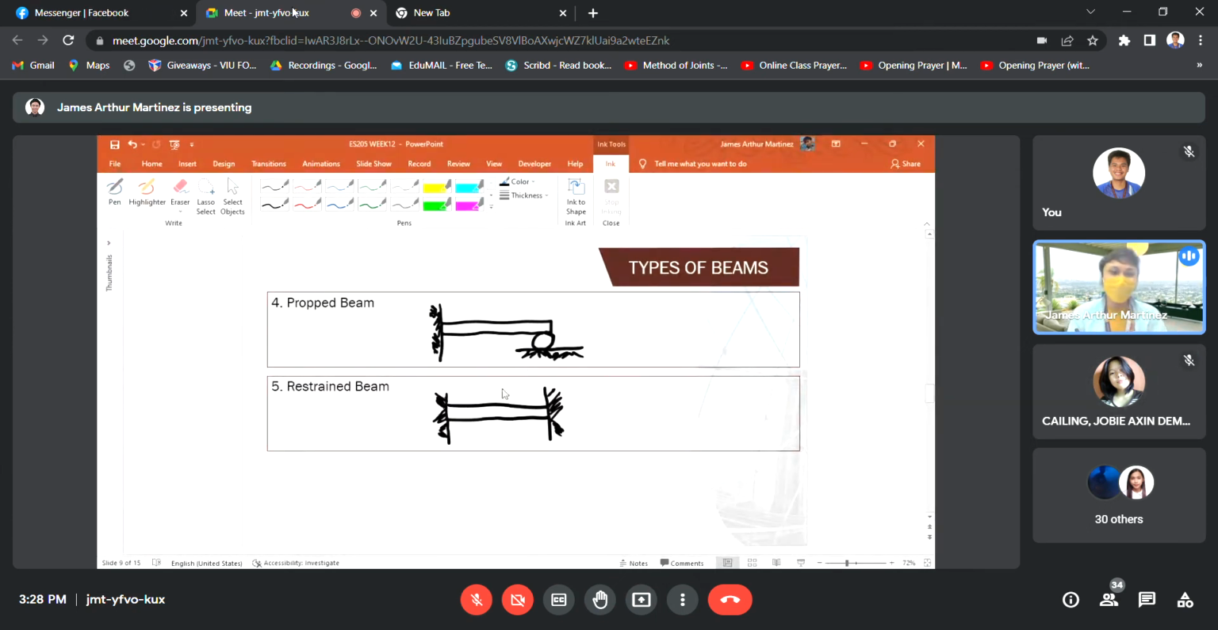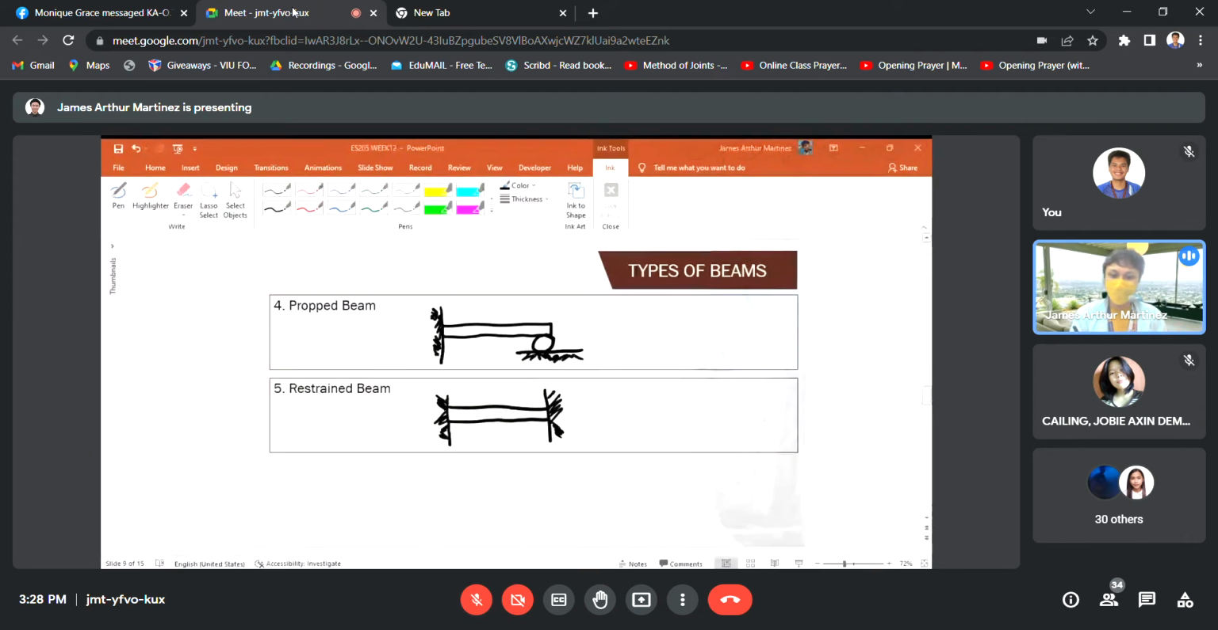But the concept is, if the equations of equilibrium are not enough to solve for the unknown forces, then we will have a statically indeterminate structure. Okay? So that is its concept, class. And how do we solve for statically indeterminate structures? Any idea? Anyone from the class?